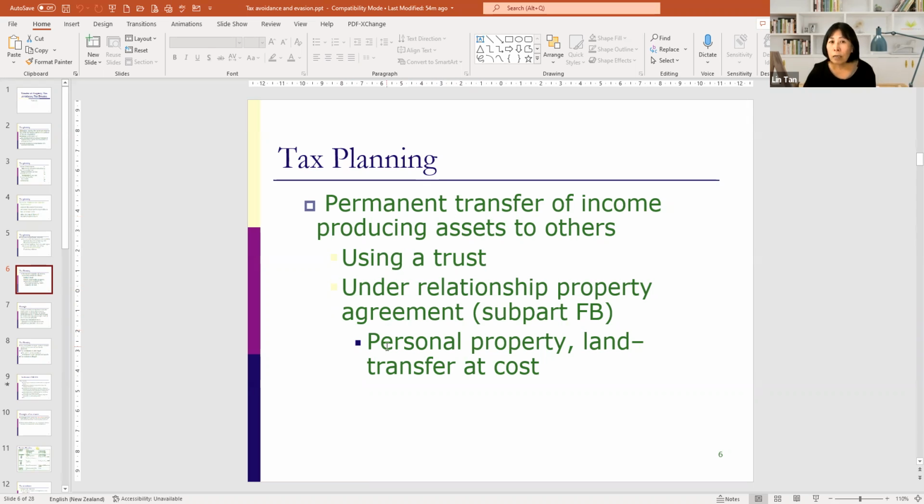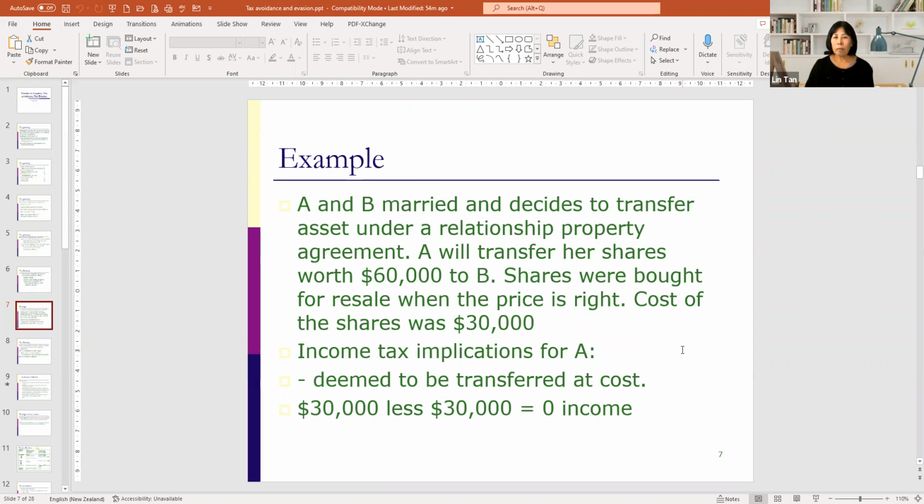And for income tax purposes, when that happens, there is no income tax consequences. It's looked upon as if the other spouse stepped into the shoes of the original owner. So it's not until the spouse disposes of the property to somebody else that it will trigger income tax consequences. And this is an example that illustrates that.